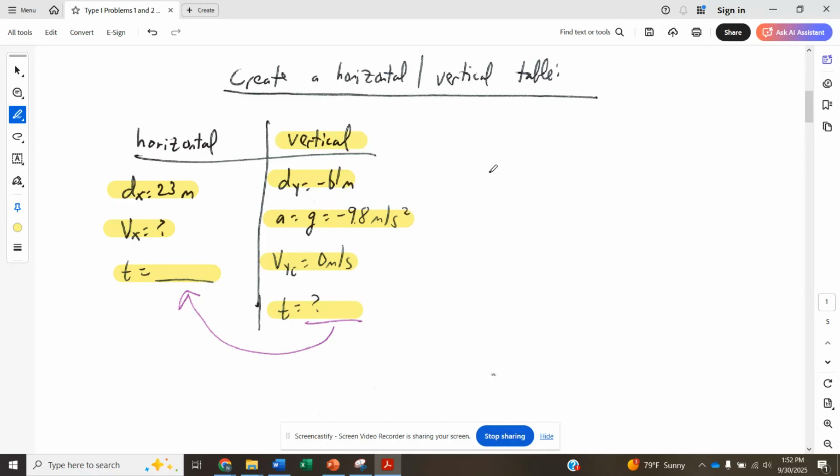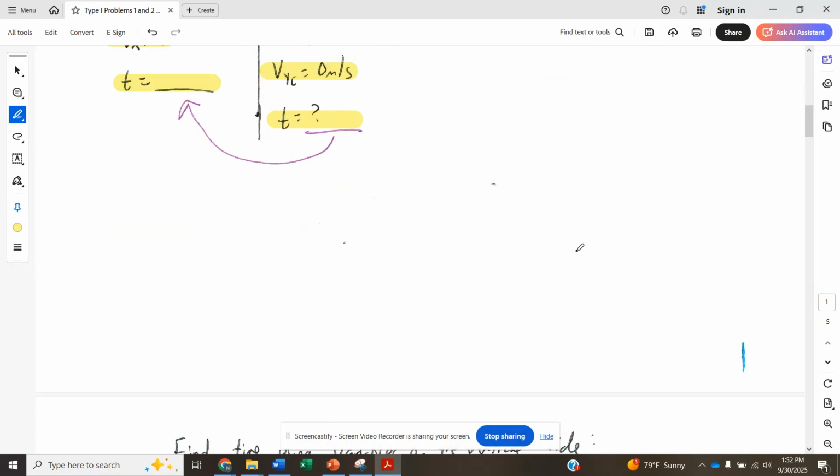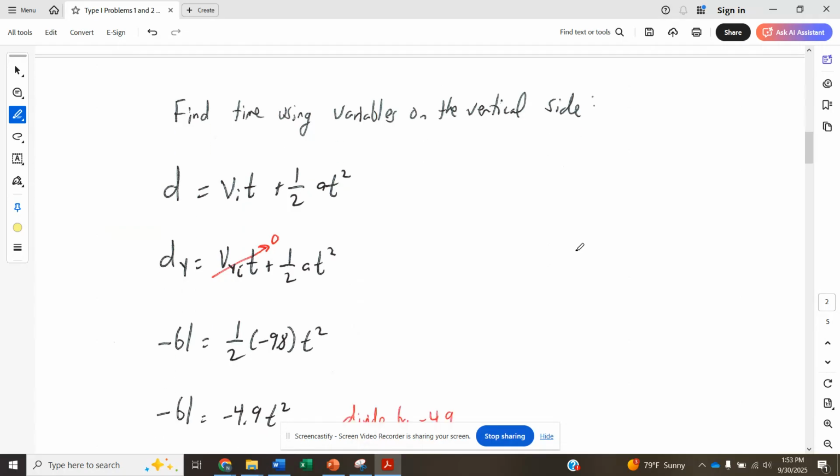So starting with the vertical side of the table, we need to find time. So using the variables on the vertical side, you'll have to look at your equation sheet and pick an appropriate equation. So I selected the fourth one, d equals vit plus 1/2 at squared. And I just rewrote a couple of the variables so that they apply to the y direction. So I have a displacement in y is equal to the initial velocity in y times t plus 1/2 at squared. Since initial velocity in y is 0, that term goes to 0.